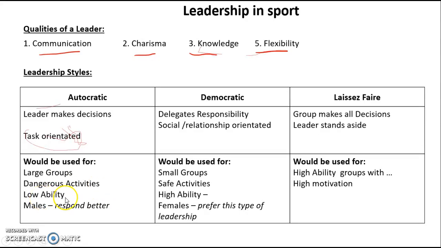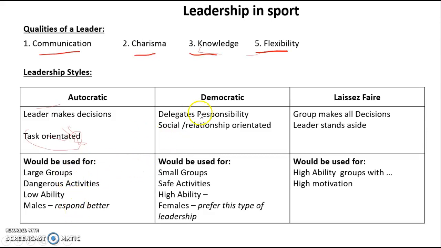Low ability performers, because they need to be told exactly what to do because they haven't got experience to do these things. And males tend to respond better to autocratic. Now you could obviously argue all of this, but this is what they will have in the mark scheme, so just make sure you have an understanding of that.